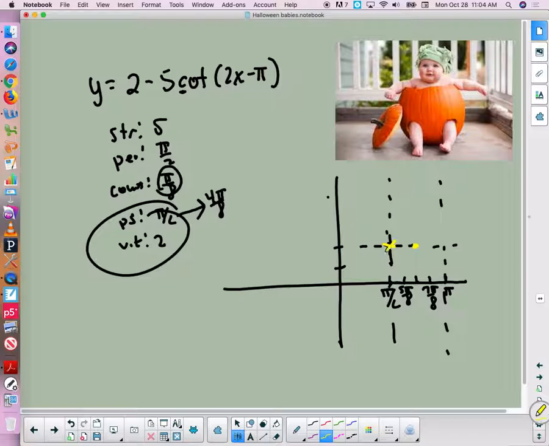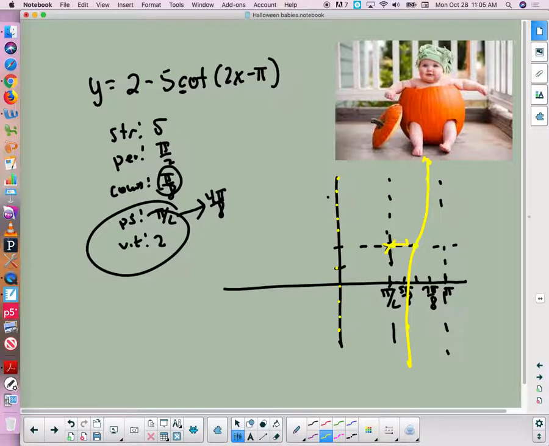Here's my phase shift. I don't care what graph you're doing. Immediately to the right of your phase shift, you will always go up unless it's what? So what is this one going to do? It's going to go down 5. 1, 2, 3, 4, 5. Right here. This one's going to go up 1, 2, 3, 4, 5. Right here.